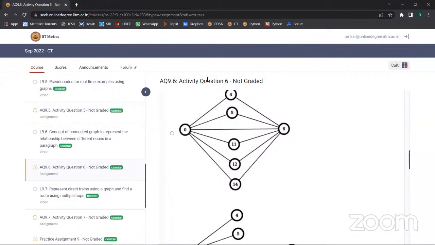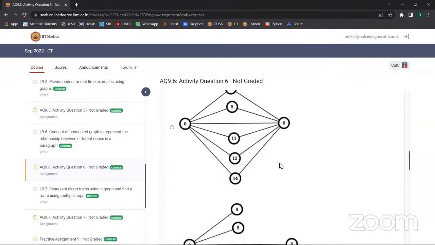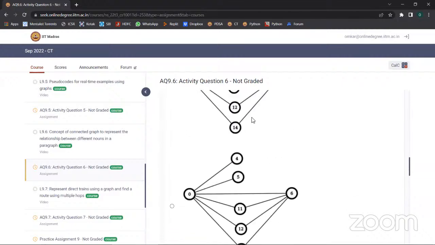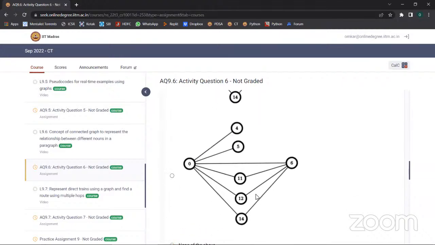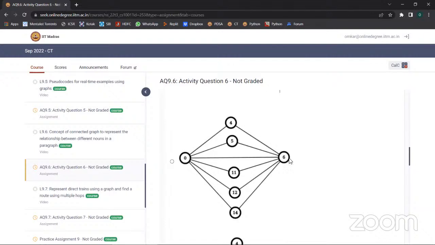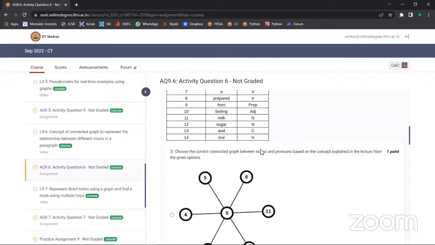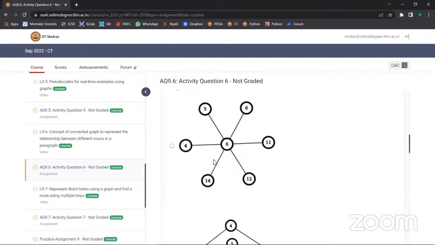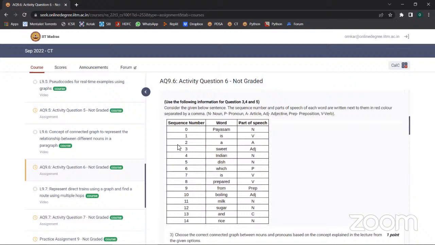Now the point is why this one is incorrect. Before that, what is the difference between these two? The 4, 5 is not connected in the third one, and 4, 5 is connected to 6 here. Correct. So we only have to understand the connections 4, 6 and 5, 6. Let's see what that is. What is 4? It's Indian. Indian dish.